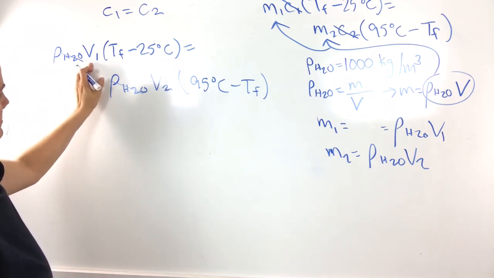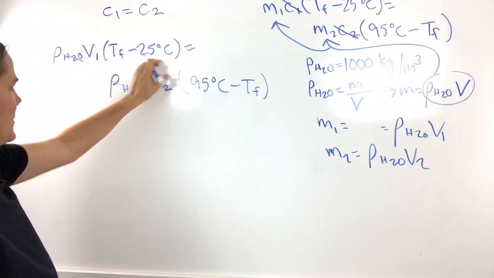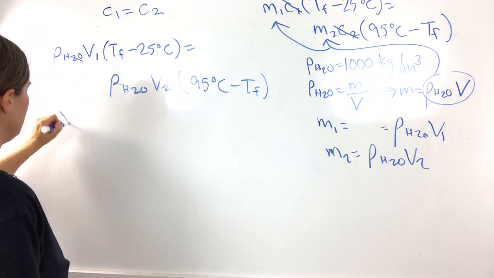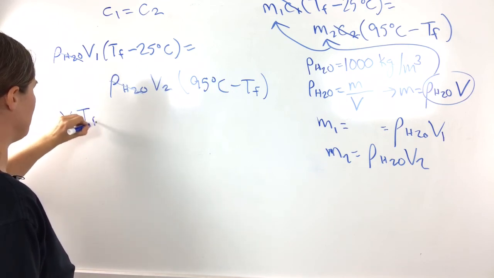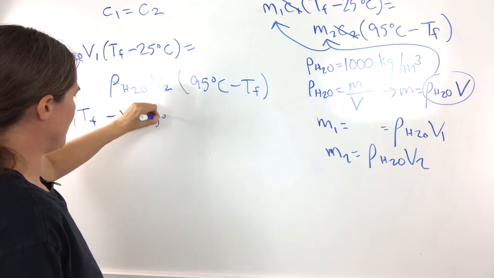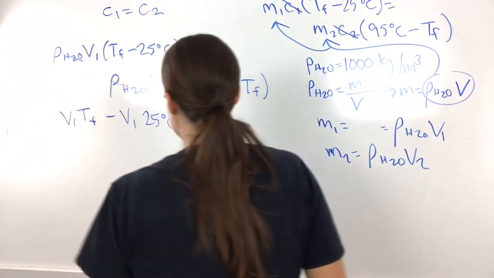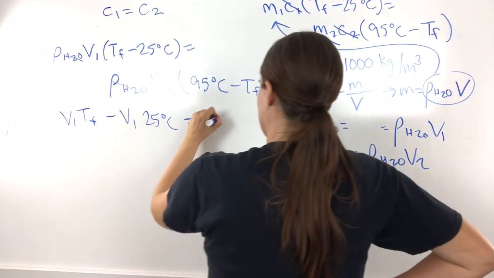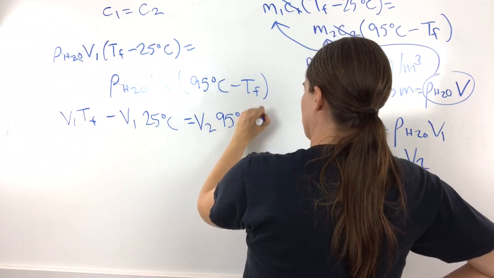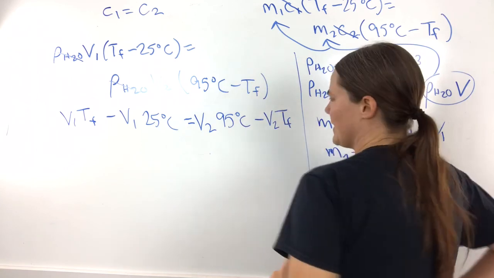So what I need to do is multiply the V1 through this part of the equation and then V2 through this part of the equation. So I have V1 multiplied by temperature final minus V1 multiplied by 25 degrees Celsius, and this is equal to V2 multiplied by 95 degrees Celsius minus V2 multiplied by the final temperature.